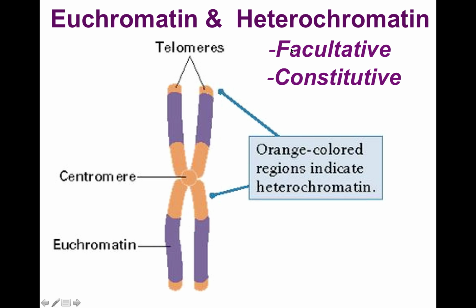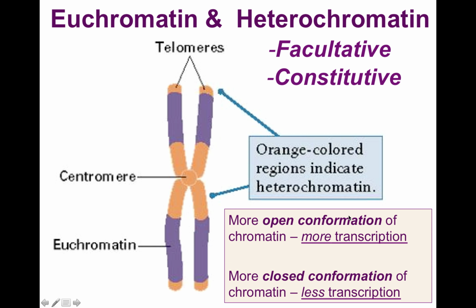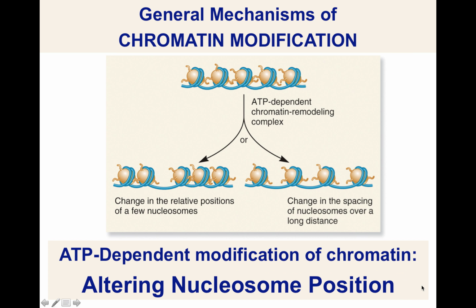Facultative heterochromatin can switch between euchromatin and facultative heterochromatin. Those are interspersed in other regions of the chromosomes, where you find mostly euchromatin. Facultative heterochromatin means that a gene has been turned on at one point and subsequently turned off. The more open conformations of euchromatin are correlated with higher levels of transcription, whereas the more closed conformations of heterochromatin are correlated with less transcription.